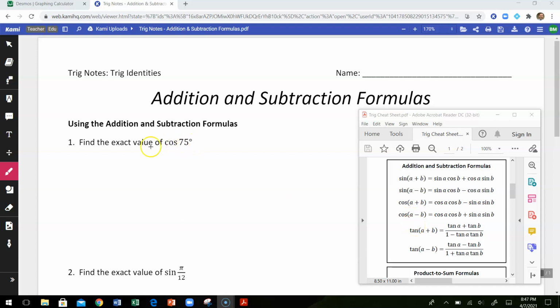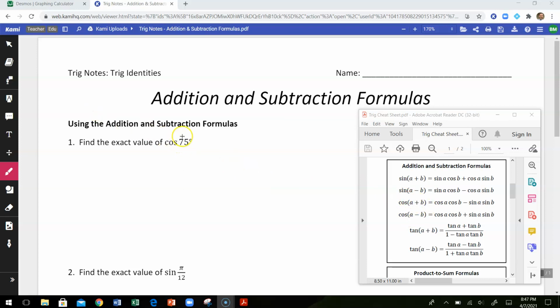So how we're going to use this is we are going to be able to find the exact value of trig functions of angles that are not unit circle angles. So 75 degrees is not one of those nice unit circle angles. However, we can use one of these formulas to help us evaluate this by setting it as the sum or difference of 2 unit circle angles.